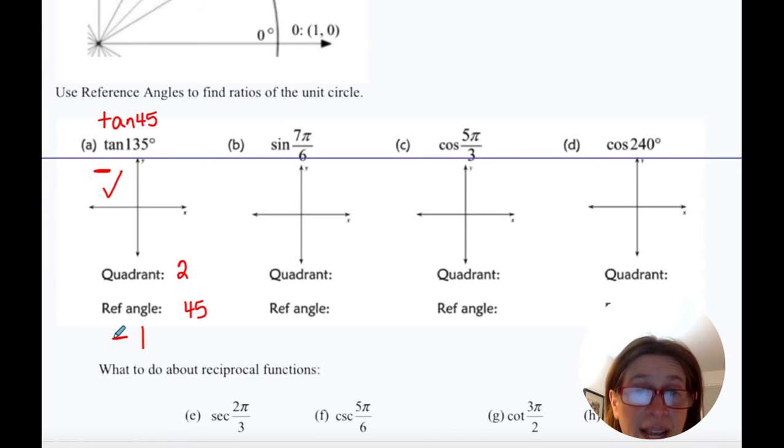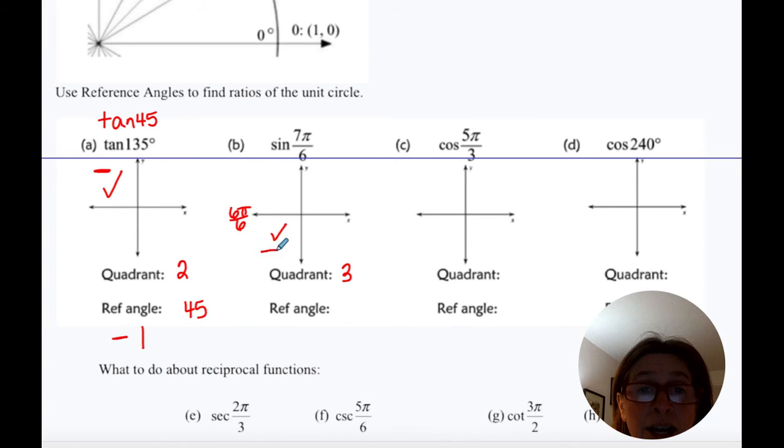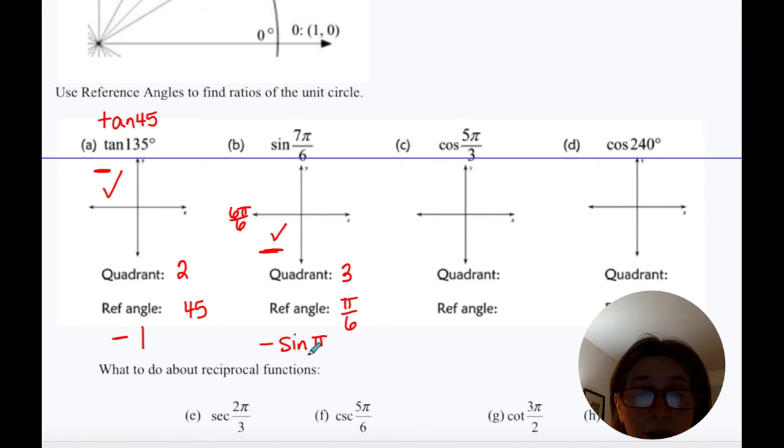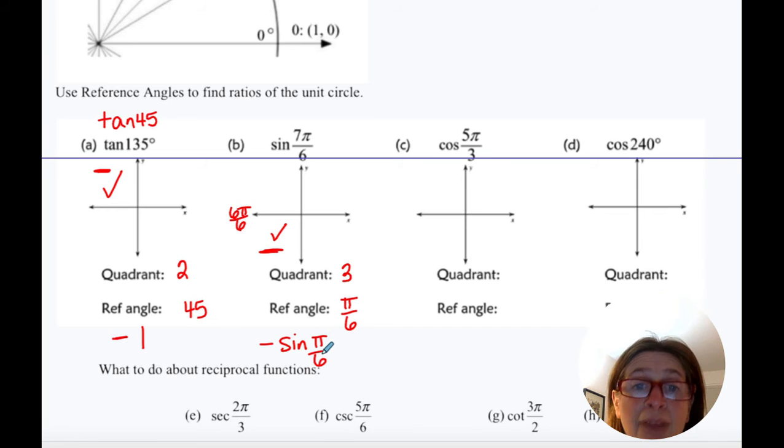7 pi over 6. What quadrant? Okay, well, 6 pi over 6 is right here, so that means 7 pi over 6 is in quadrant 3, okay, where sine would be negative, okay? The reference angle is pi over 6. So that means that I want a negative sine of pi over 6. Okay, well, sine of pi over 6 is 1/2, so my answer would be -1/2.